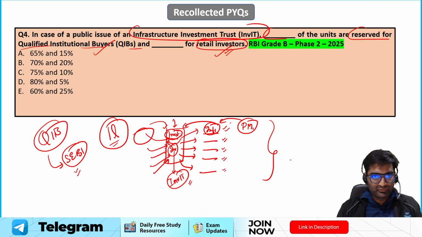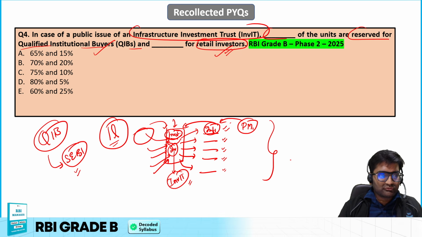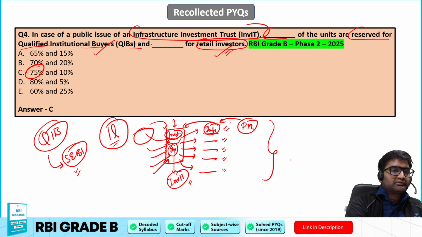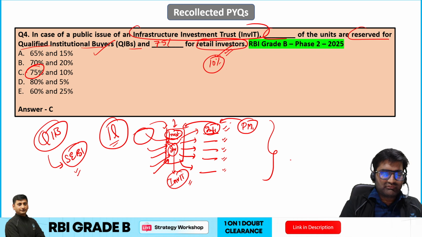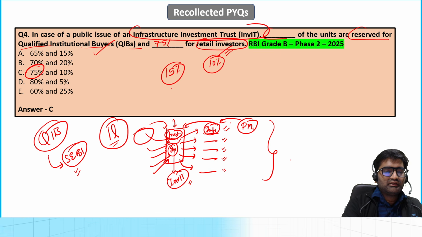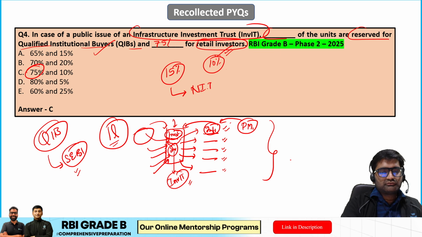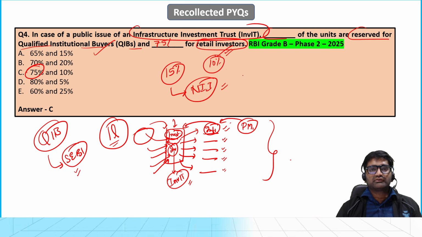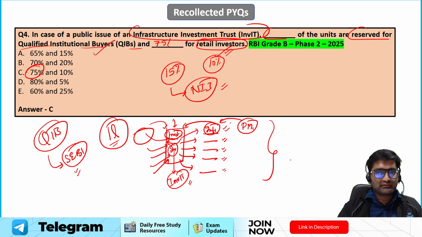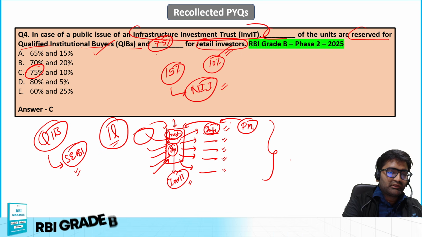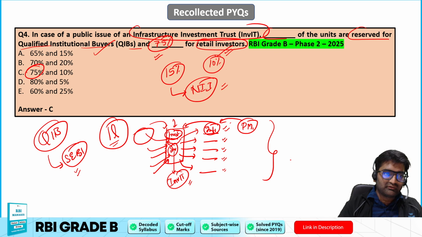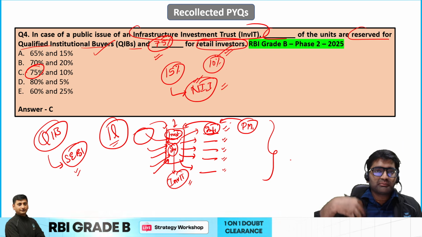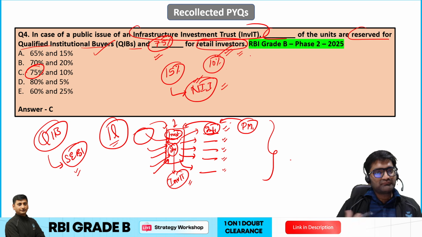So what is the percentage that is allotted to them as per 2025? This question came. The correct answer over here is 75% for the qualified institutional buyers and 10% for the retail investors. And here, we have the remaining 15% that would be allocated to the non-institutional investors. These are those entities called high net worth individuals. So you can see you are allotting most of the units to the safest entities, the qualified institutional buyers, then to the non-institutional investors who have the capacity to return money, and least to the retail investors, 10%.